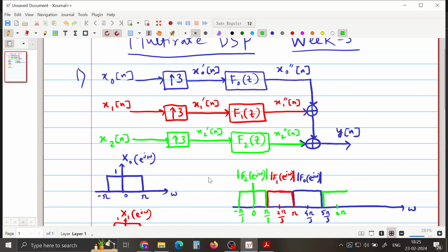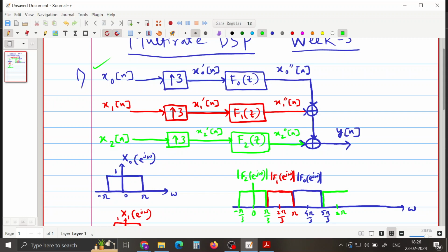So first x naught of n, if you look at the upper branch, this one, it passes through an upsampler to give me x naught prime of n. Now what does an upsampler do? This is an upsampling of factor 3. So it creates, in the frequency domain, because we are interested in analyzing the spectrum, L minus 1, which is 3 minus 1 additional copies between 0 and 2 pi. So basically 3 minus 1 is 2. 2 additional copies will be there.